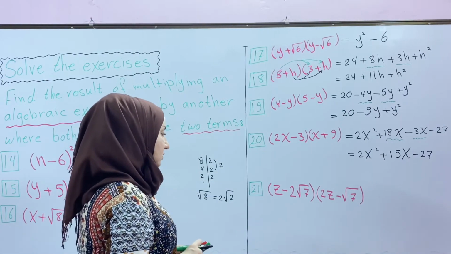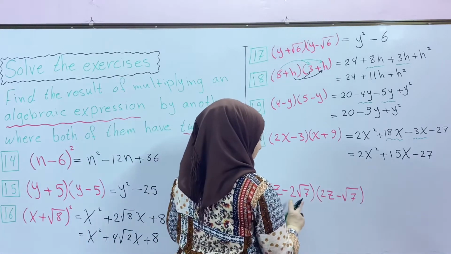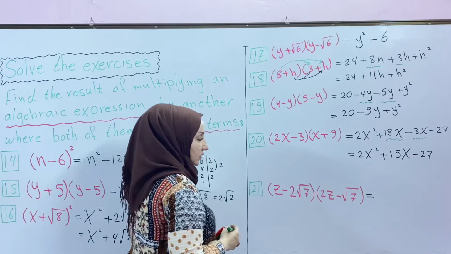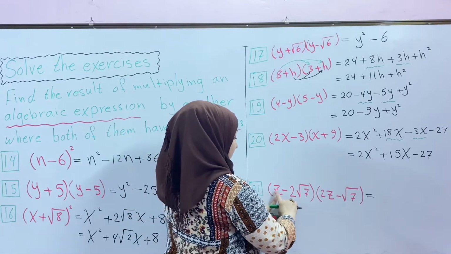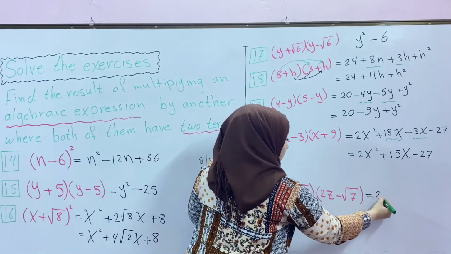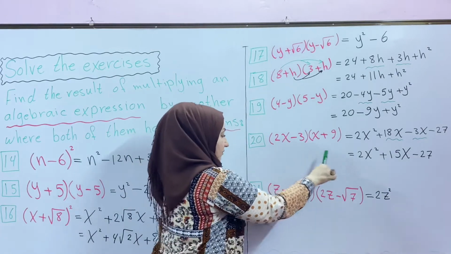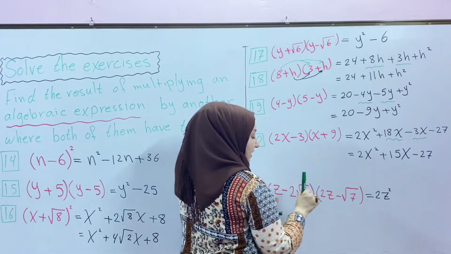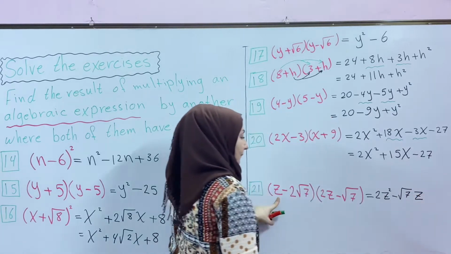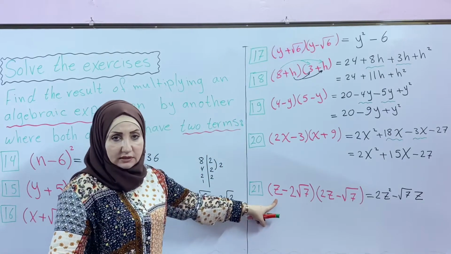And now we will solve number 21. Also we have multiplying of two expressions, each one of them consisting of two terms. So we will use the property of distribution. Positive z multiplied by positive 2z will be 2z squared. Positive z multiplied by negative square root of 7 will be negative square root of 7z. We multiplied a variable by a number, so the number goes down as the coefficient of the variable only.